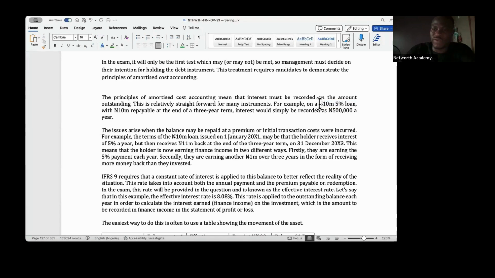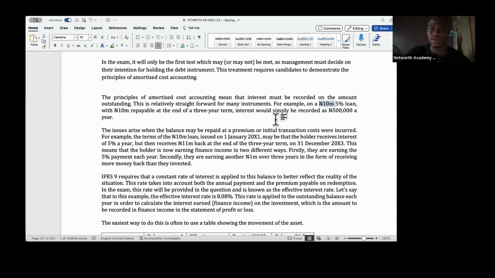And this is mostly what you might find in your exam. They will just give you, okay, you invested 10 million and you're supposed to get 5% per annum. And the repayment period is 3 years. You get your 10 million back. So what this simply means is that in your books, when you invested that 10 million, you simply debit financial asset and credit bank with 10 million. And at the end of every year, you would simply recognize interest of 500,000. That is 5% on the principal amount. And that is it. At maturity, when they repay you, money comes into your bank, so you debit bank and credit the financial asset to derecognize it from your books. So this one is very straightforward.